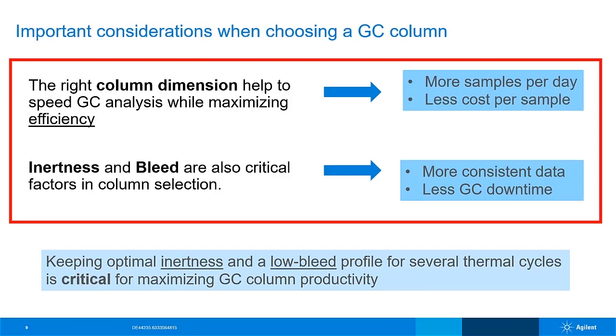So if you have good inertness for one injection or maybe 5 or 10, but then you start to lose inertness over time, then that's bad, right? And then it's time to change the column. It's downtime to go through troubleshooting and see what's going on. So it's critical to have good inertness and low bleed for long periods of time because that translates into more analysis before you have to change your column. And that's the topic I want to discuss for GC columns in this webinar.